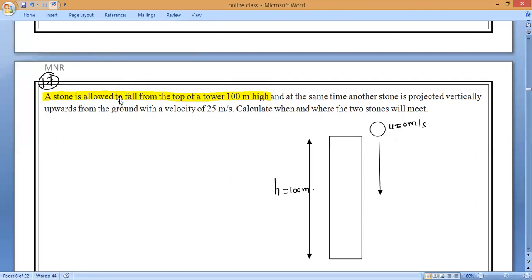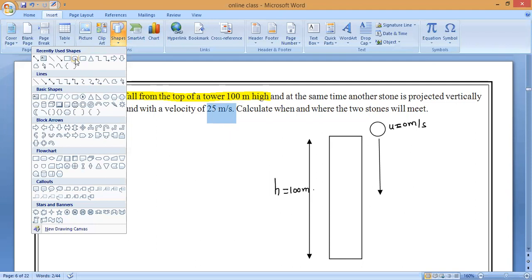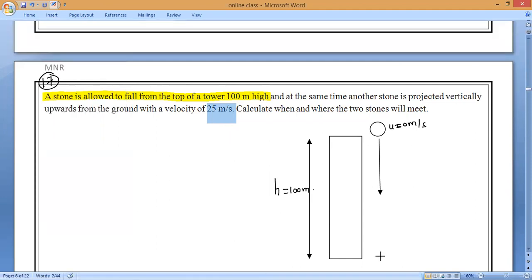Now, till here the question is finished. A stone is allowed to fall from the top of a tower 100 meters high. So I release the stone. Now, at that time, what is happening? At the same time, another stone is projected vertically upwards from the ground with a velocity of 25 meters per second. What do you understand by that?